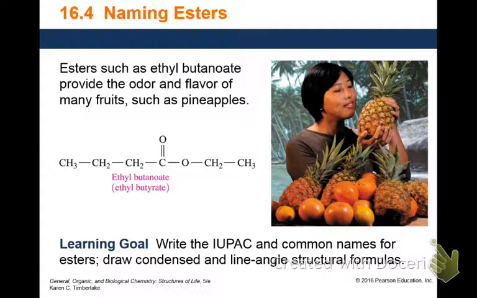So notice in the name, this is the butanoate part. That's the butan part. That's the name of the carboxylate. And the alcohol is in the front. So in the naming, just the basic structure of the name, what you do is you put the name of the alcohol in the front as a substituent, and then you name the carboxylate ion. That's basically how the name is put together.